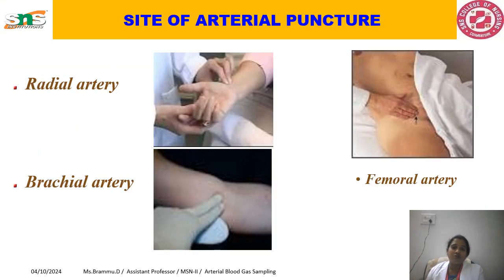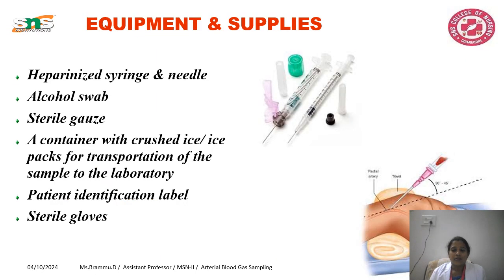So as we all know, we will always go for the radial artery puncture, and the second most common choice will be the femoral artery. Rarely we also go for the brachial artery if the client is deferred for femoral artery puncture or radial artery puncture.